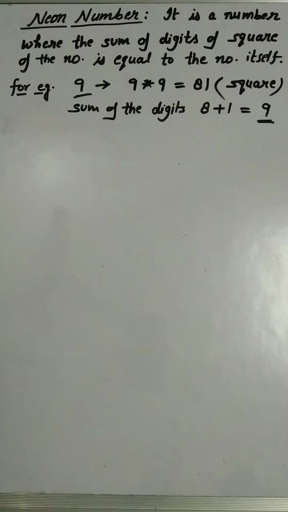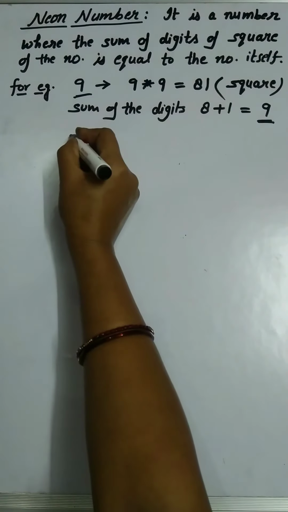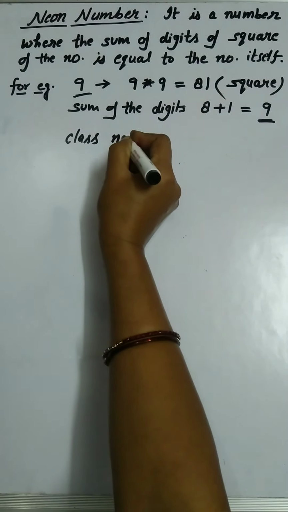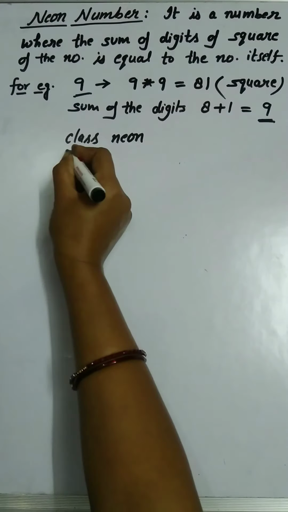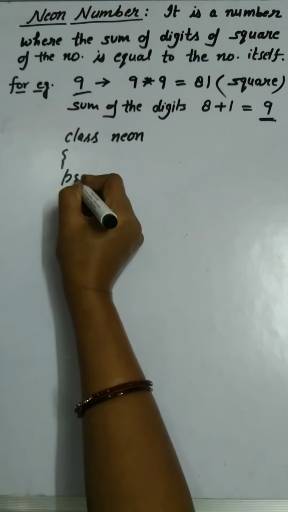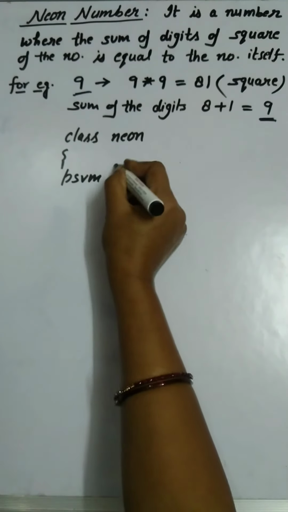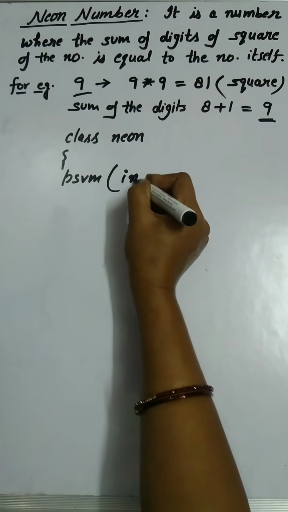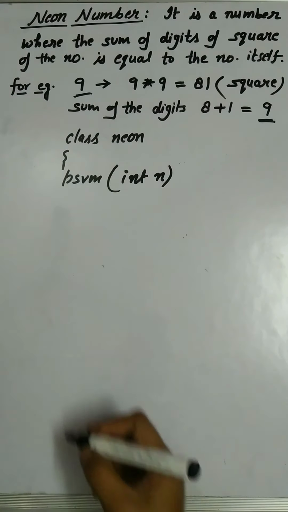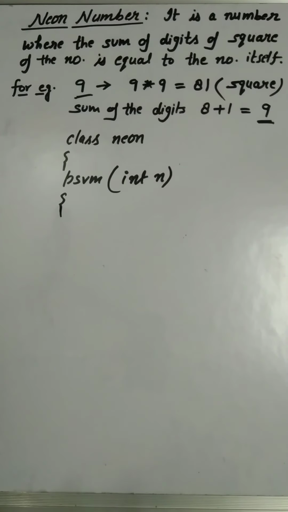We have to write the program of the neon number. So let's start. Firstly, start the class. I am taking the class name as Neon. Then the block of the class. Then PSVM, public static void main. Here I am taking a number, int n, integer type number. In this program, you can enter a number and check whether it is neon or not.